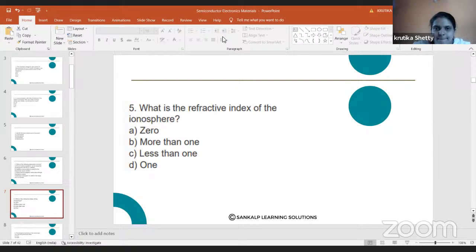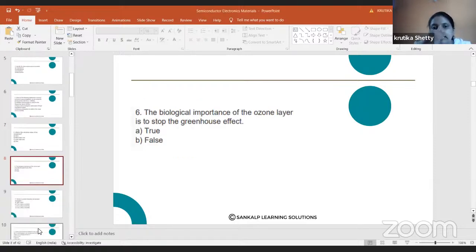Very good. So it is option C. Harshita, you are right. That is option C. Damini, that is less than 1. So for light to reflect back, the refractive index must be less than 1. Very good. The next question.